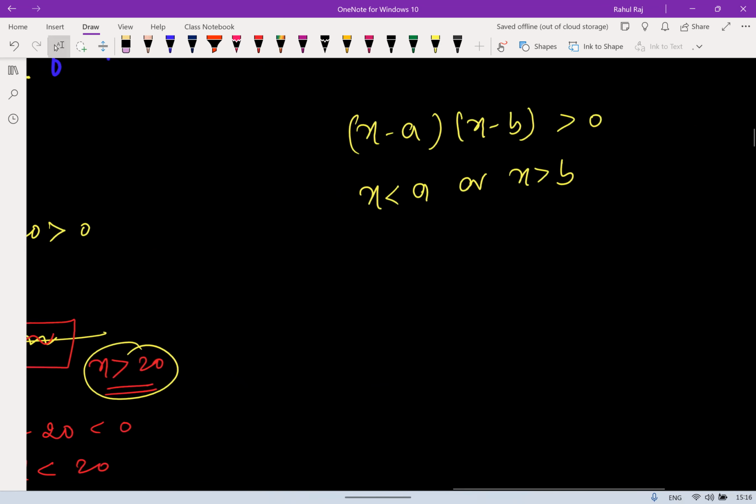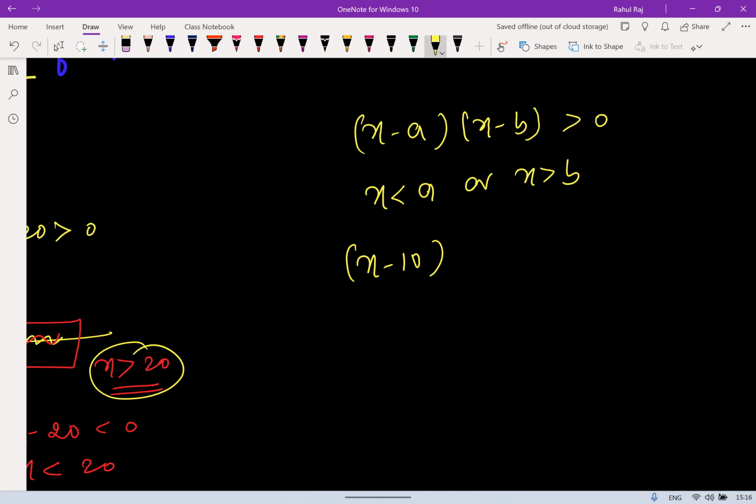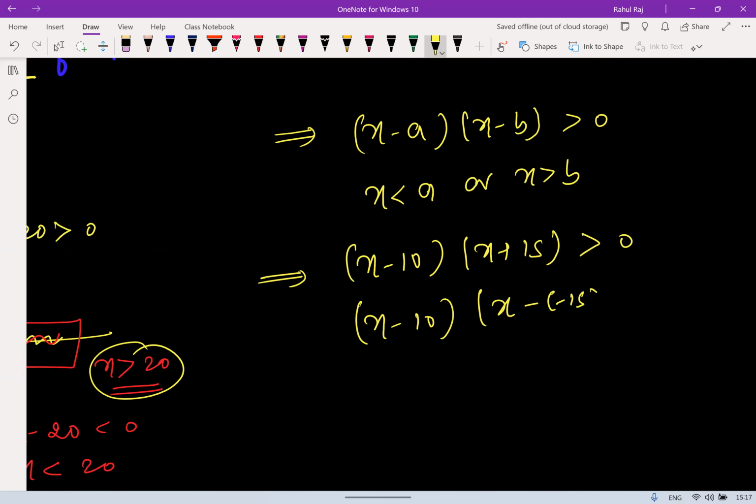Please understand. So imagine if it is given to you x minus 10 into x plus 15 greater than 0. First of all, tell me, is this exactly in the same form? Yes or no? First of all, you have to convert it into this form. So that is nothing but x negative 10 into x negative of negative 15 greater than 0. Now can you tell me, is this in this form or not? X minus A and x minus B. And what I've told you, A is always the smaller element. So between 10 and minus 15, which is smaller? Minus 15. So you can directly write your solution. X is either less than negative 15 or x is greater than 10.